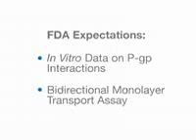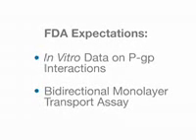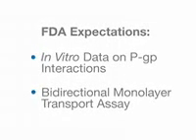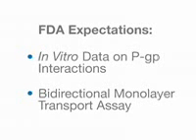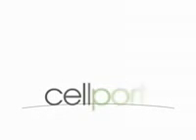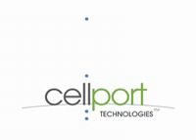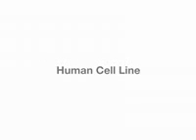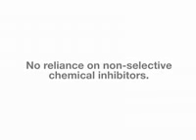So let's review. The FDA expects to see and will soon require in vitro data on PGP interactions, and has specified the bidirectional monolayer transport assay as the definitive format. Absorption Systems has a superior assay system, CellPort Technologies, that can be used in the FDA-specified assay format. It is based on a human cell line. It provides positive identification of efflux transporter interactions, and there is no need to rely on non-selective chemical inhibitors.